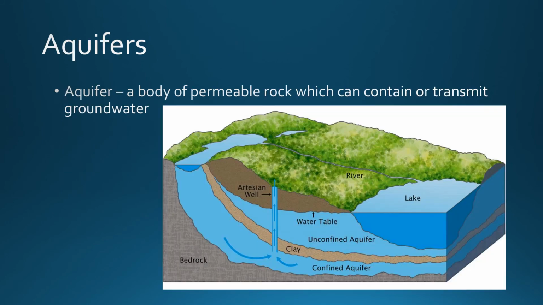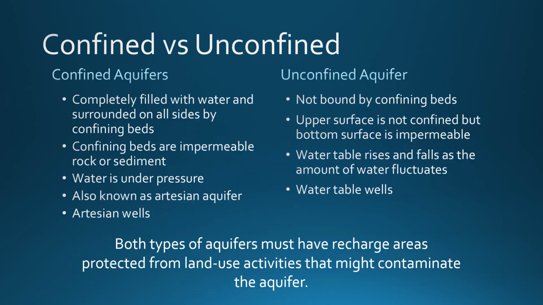Now we're going to move on to aquifers, which are kind of a different sort of aquatic habitat, except nothing lives there. So aquifers are interesting. They're a body of permeable rock which can contain or transmit groundwater. A lot of people think that aquifers are almost an underground lake, like a blob of water under the ground, but really it's a porous rock that holds on to water. And there are a couple different aquifers that we should be aware of.